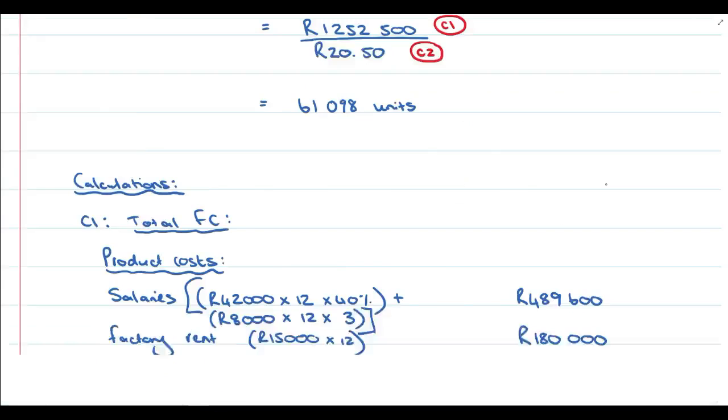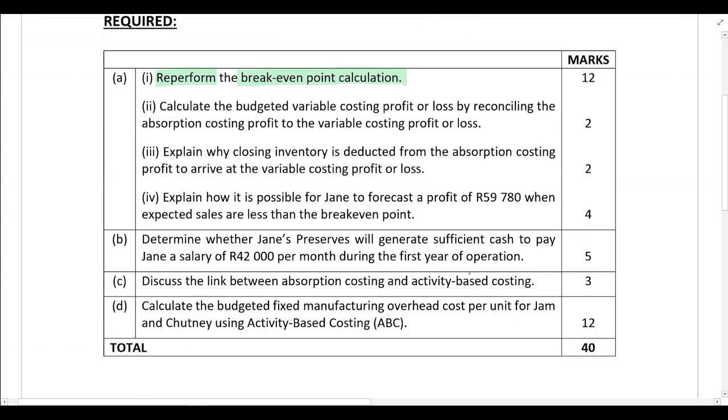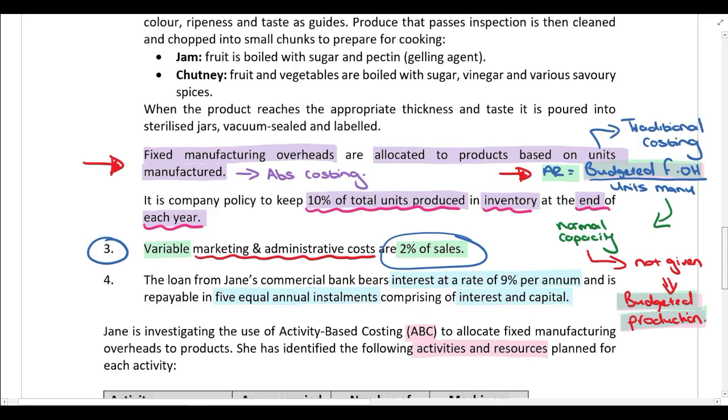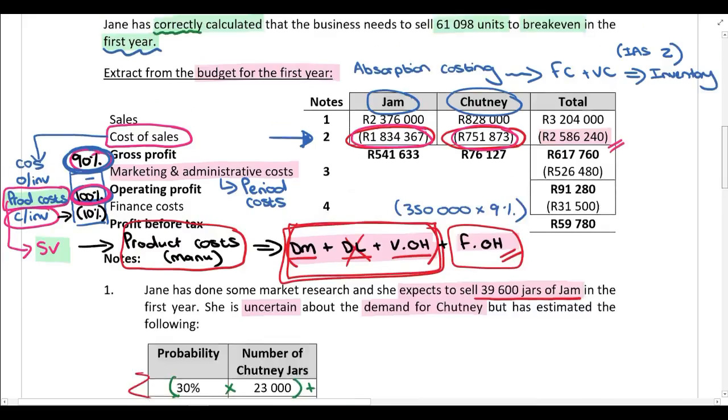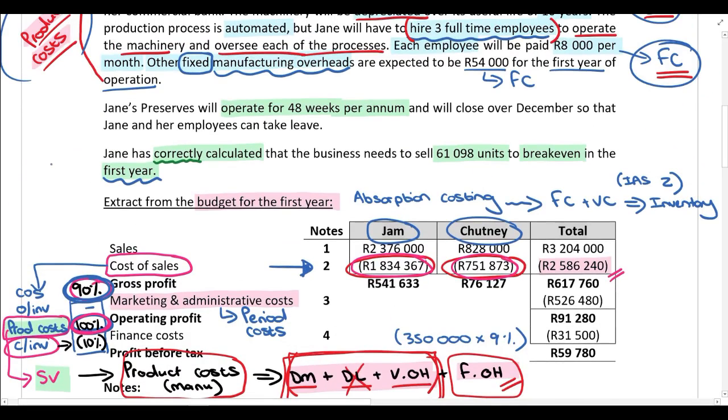Now let's just make sure we've actually answered the required. You had to re-perform the break-even point calculation. So we calculated the break-even points in units. And if you did perform the calculation correctly, it should tie into the break-even that you were given in the question. Because you were told that Jane correctly calculated that the business needs to sell 61,098 units to break even in the first year. So we've answered then part A1 of the required.